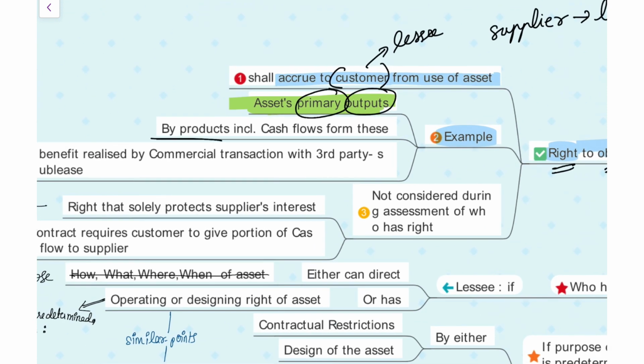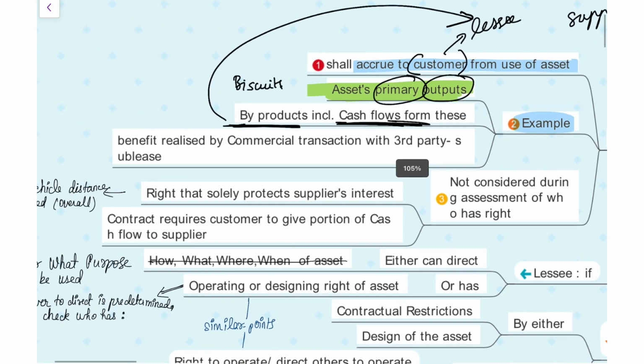Okay. And then if there is any byproduct, suppose you have taken a plant and machinery, and from that you are manufacturing biscuits. So all the biscuits, if you are selling these biscuits, all the economic benefits should go to the lessee only. If there is any byproduct that you are getting while you are manufacturing biscuits, the cash flows which you are going to get from the sale of byproducts, or however you are going to use these byproducts, that also should go to the lessee only.